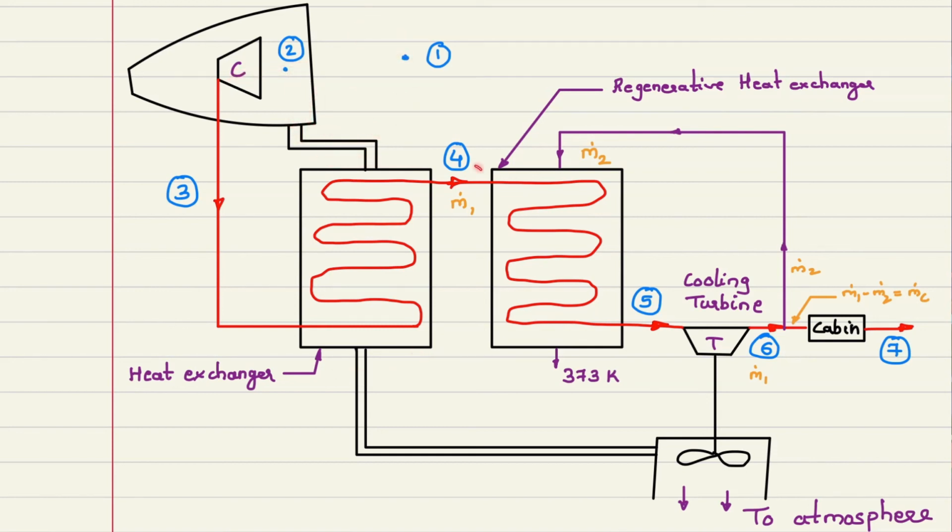Okay, now here you can see we have m dot 1. The same m dot 1 will be there at the compressor outlet. So we have to find m dot 1; m dot 2 we have already calculated. Now this m dot 1 goes to the cooling turbine and m dot 2 is split, and what goes to the cabin is m dot 1 minus m dot 2.